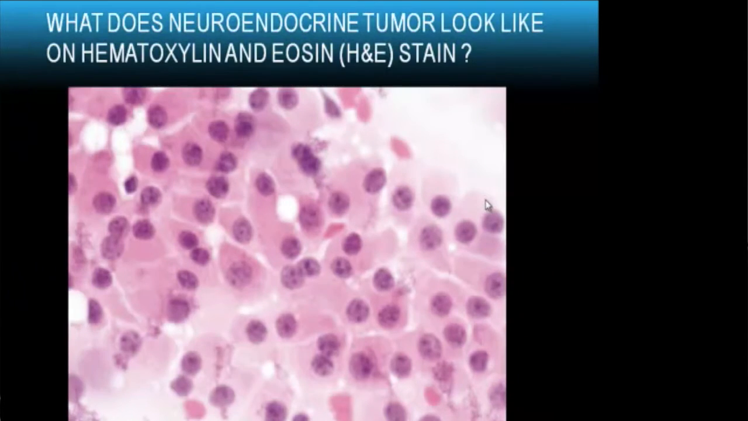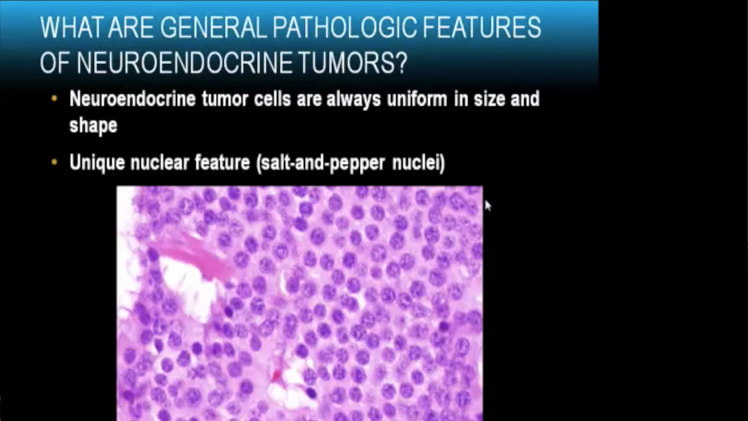So what does a neuroendocrine tumor look like on H&E stained slides? Basically, hematoxylin stains the cell nucleus dark purple, and eosin stains the cytoplasm pink. So I take one example here. This dark purple is the cell nucleus, and this pink background is the cytoplasm.